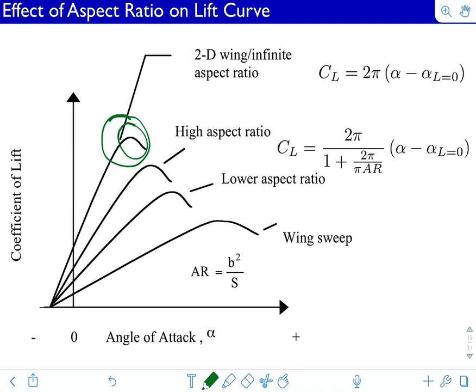Now, what are the effects of aspect ratio? We can see them clearly here. Basically, they're changing the slope of this line. They're reducing the slope of this line as you lower the aspect ratio. So, for a given angle of attack, you're producing less lift at a low aspect ratio than the 2D case. And you can see as you get towards small alpha, the differences in CL, the delta CLs are small, but at high angle of attack, the delta CLs are quite significant.